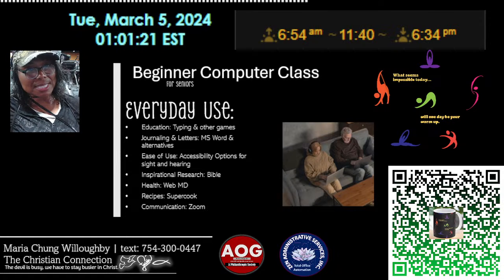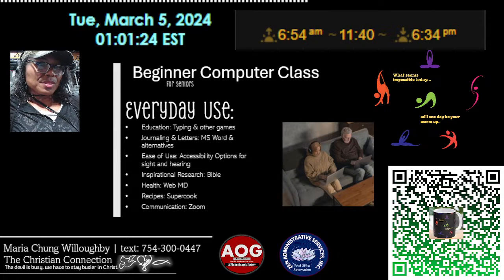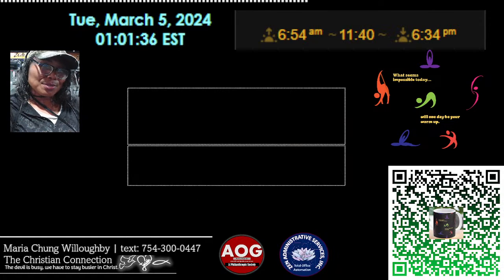Ease of use, I talked about accessibility options. If you have problems seeing or hearing, there are things on a computer that you can do to make it a lot easier for you, right? Inspirational research, we talked about the Bible, we talked about Supercook for the recipes, health, WebMD, and communications through Zoom.